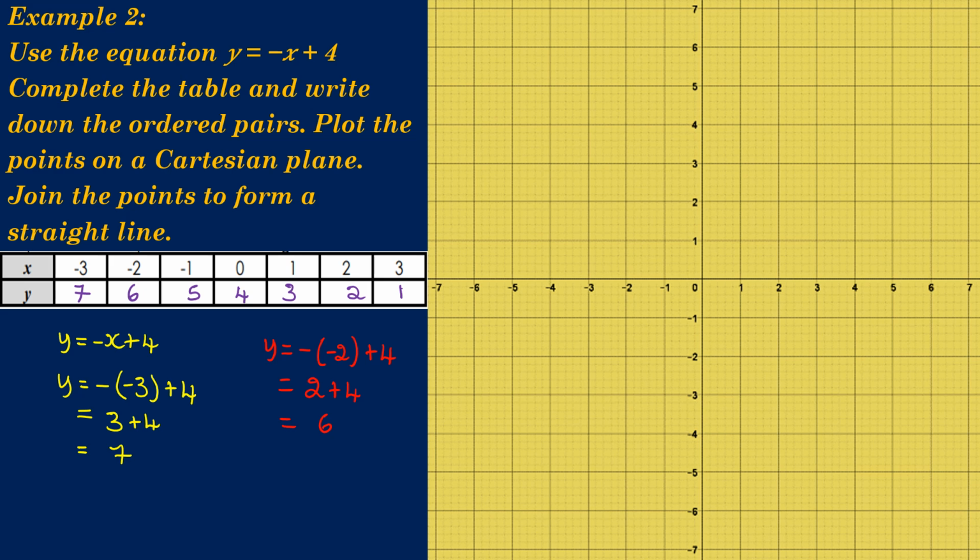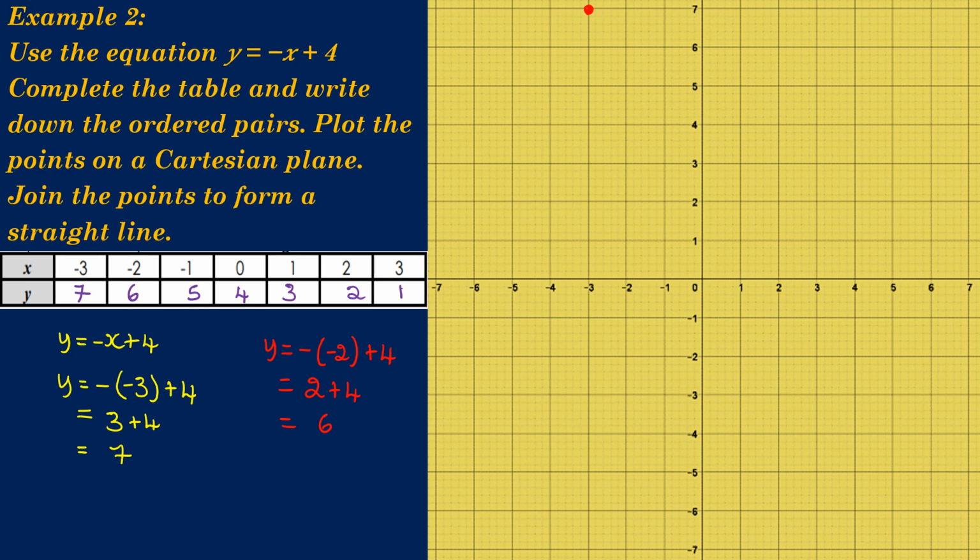Now here we've got our ordered pairs. The instructions said that we should complete the table and then write down the ordered pairs. We do have our ordered pairs there, and then we're going to plot the points on the Cartesian plane. Let's use the table to plot the points on the Cartesian plane. We've got -3 and 7, -3 for x. That's -3 for x there and 7 there, so they form a point there. That's where the -3 and 7 meet.